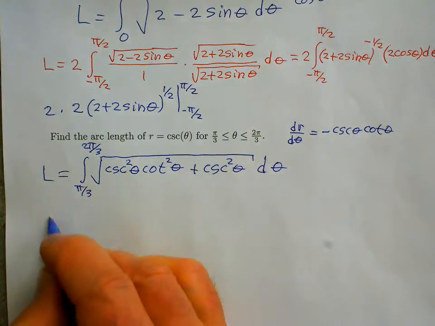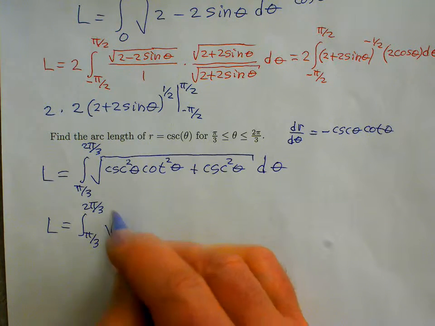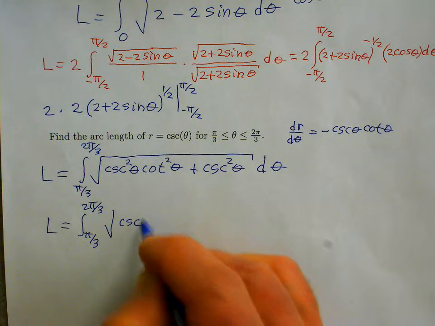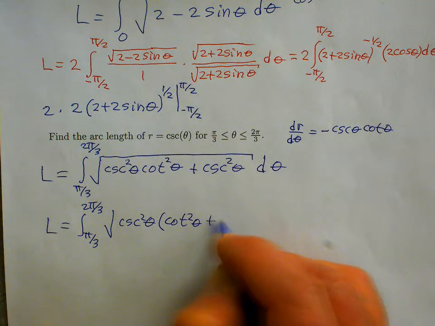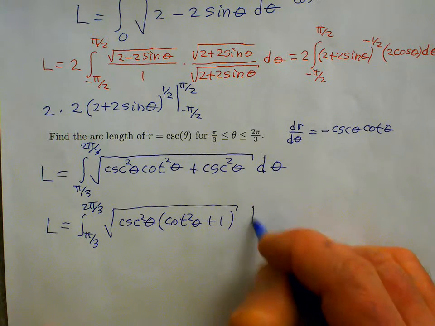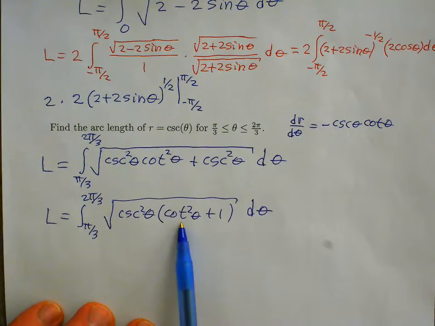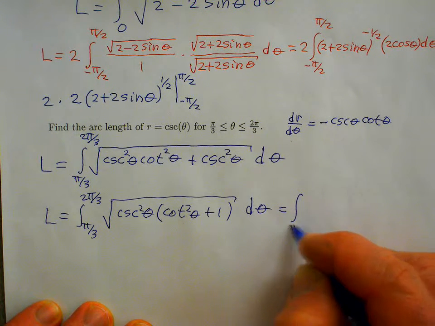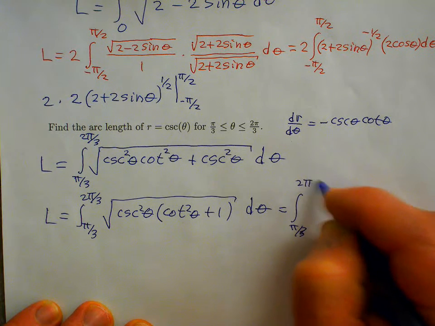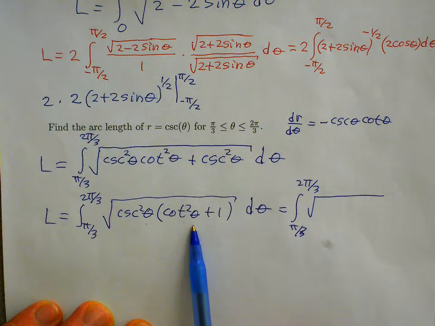Then we'll do a little bit of manipulating. So inside the square root, we can factor out cosecant of theta squared, and we're left in parentheses cotangent of theta squared plus 1. And now what? Using a Pythagorean identity, we can replace cotangent of theta squared plus 1 with cosecant of theta squared. So inside the square root, we're going to have cosecant of theta squared times cosecant of theta squared.